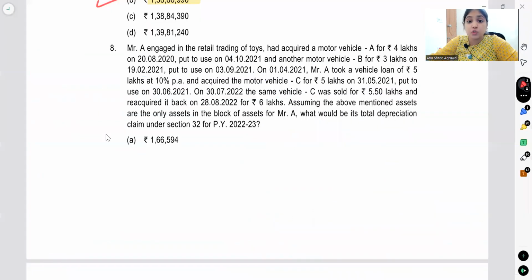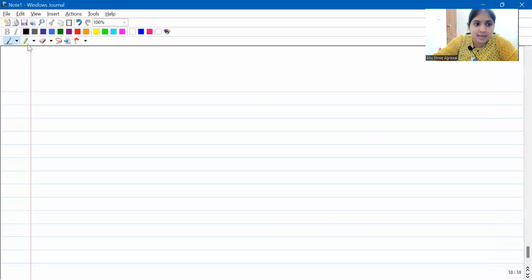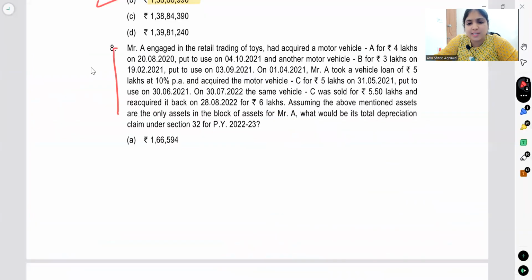All right, shall we go to question number 8 now? Question number 8 is a very interesting question, guys. A lot of things we will get to learn and revise through this question. Listen, let us handle this. Let us read this first. We'll go step by step. As we read it, we will do our calculations.